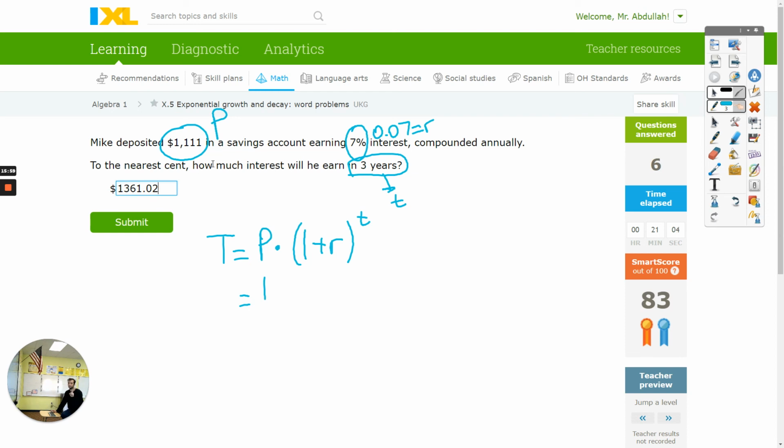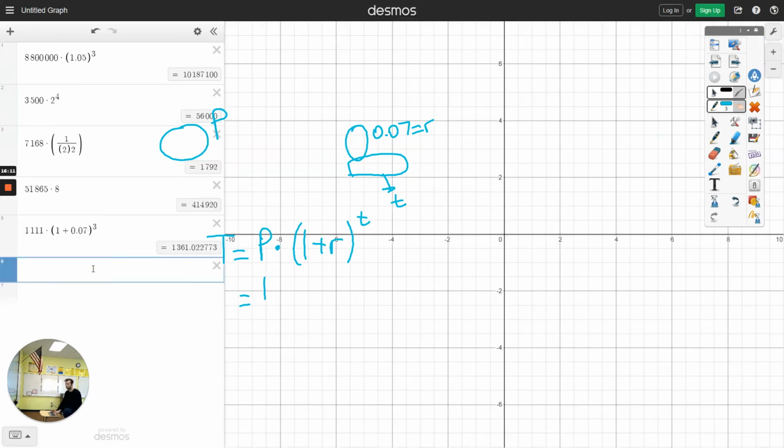Oh, I'm glad that I just realized that the question was not about the total amount that he has in the account. It is about how much interest will he earn. So this is the total. So what are we going to do? We are going to get that total and then subtract the initial amount that he had in the account to find the interest. The difference is going to give us the interest.